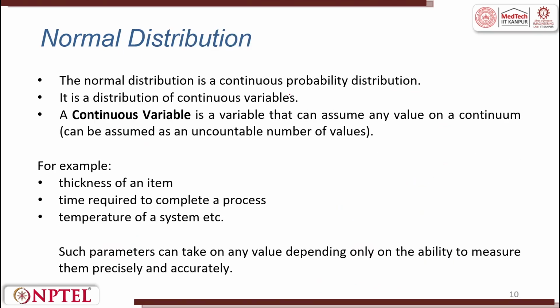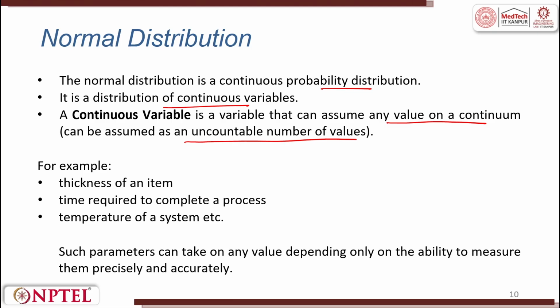Normal distribution is a continuous probability distribution. It is a distribution of continuous variables. A continuous variable is a variable that can assume any value on a continuum, and that can assume an uncountable number of values. For instance, height, measurement, diameter, weight, these are all continuous variables. These are the only cases where normal distribution could be plotted.